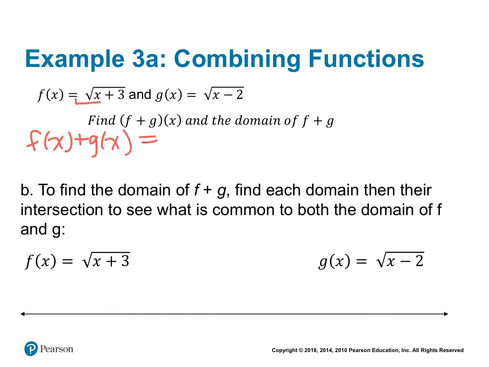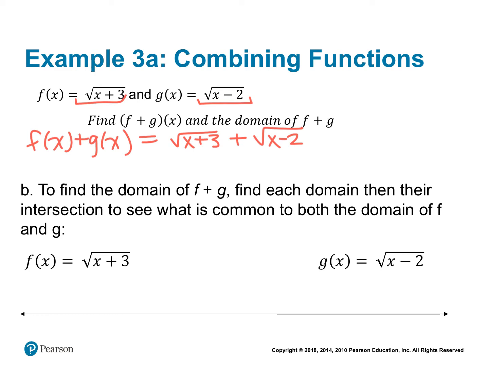So f of x is the square root of x plus 3. G of x is the square root of x minus 2. And there's actually nothing else I can do on that, so that is my answer. Now the domain's going to be a little trickier on this one because I have some square roots involved. So I'm going to find each domain, then their intersection to see what is common to both the domain of f and g.